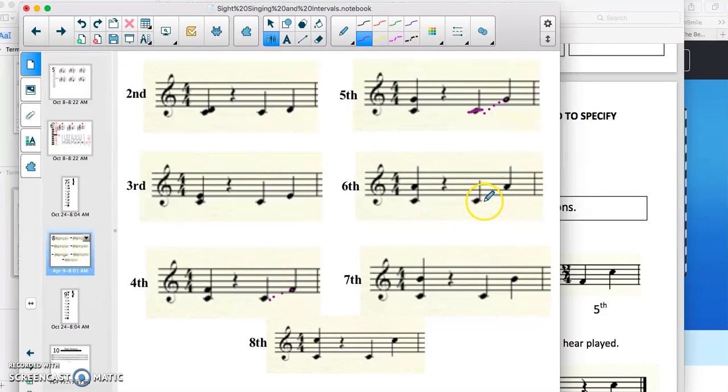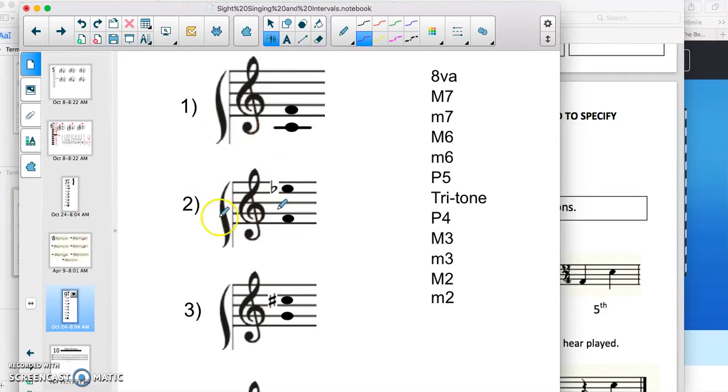And then I'll do one more, a sixth. Here's that line right there. The space right there is 2. Third step, fourth step, fifth step, sixth step. So you kind of get the idea. Now, not all intervals are going to start obviously on middle C. So you're going to have to know how to count intervals even when the bottom note's not on middle C.